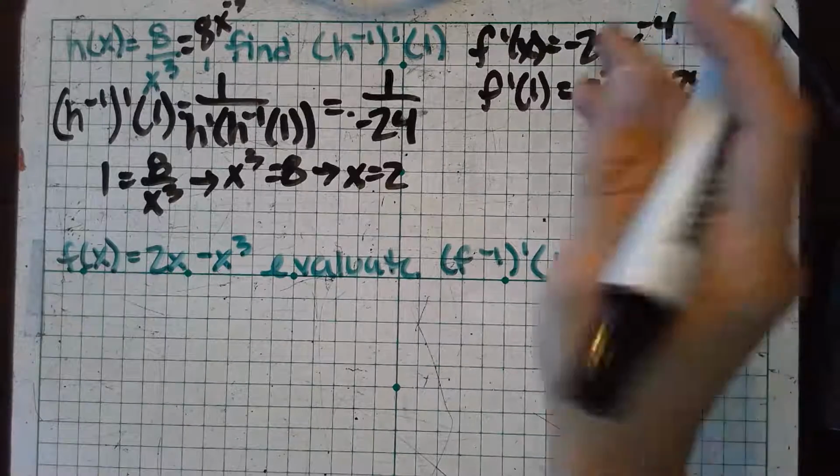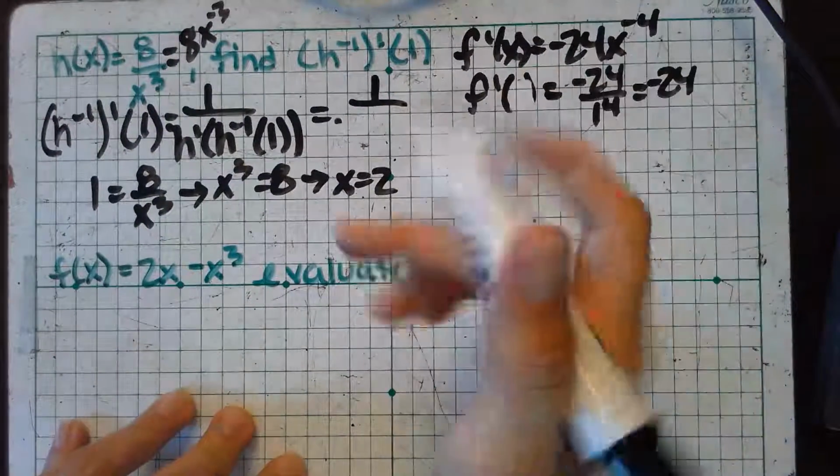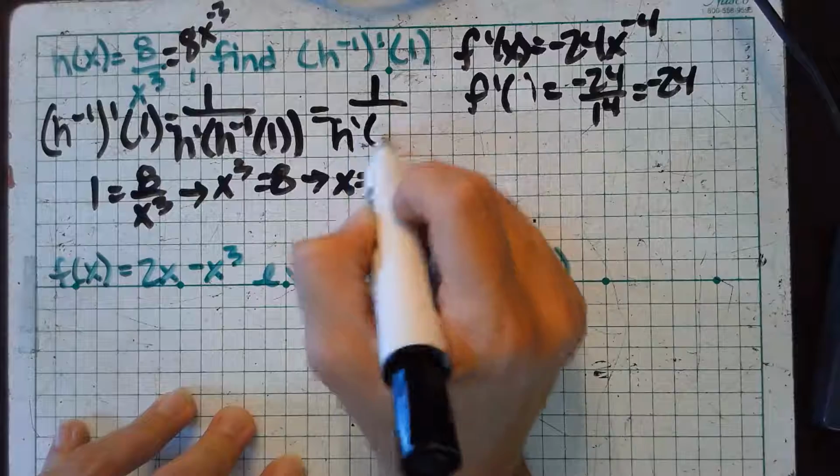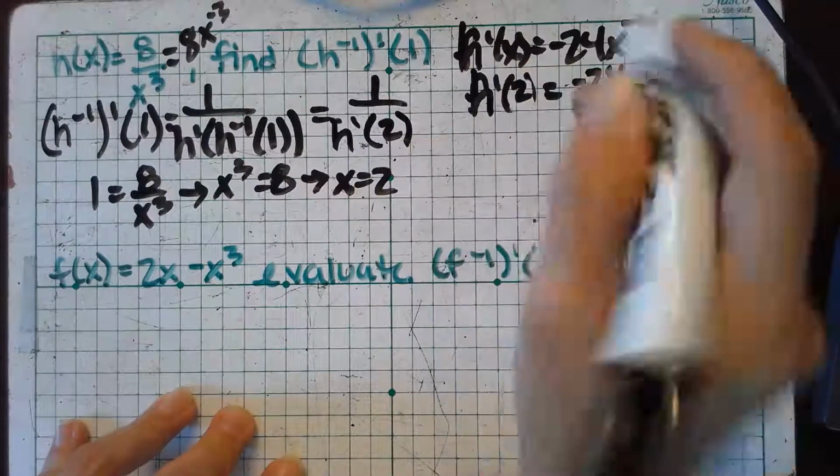No, I think I got it. Oh no, I don't. Here's one thing I forgot. I see what I did. I plugged this one right back in. I was supposed to write this, that equals 2. And I've used f instead of h.